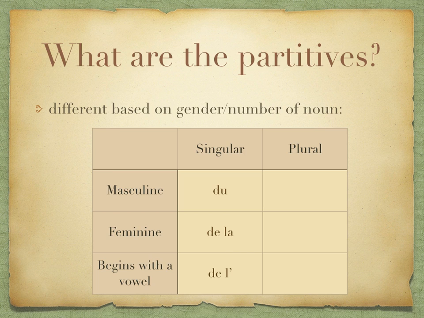Just like our other articles, the plural is all the same. They're all des, regardless of if it's masculine, feminine, or what letter it begins with. Yes, that does mean that the partitive article is the exact same as the indefinite article, un, des. We have to figure out which one is meant based on context.